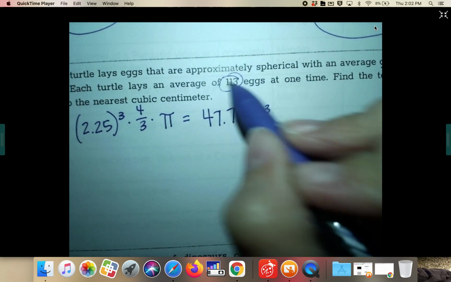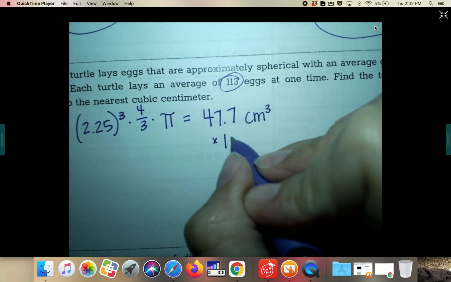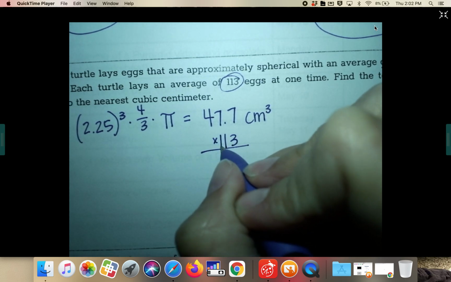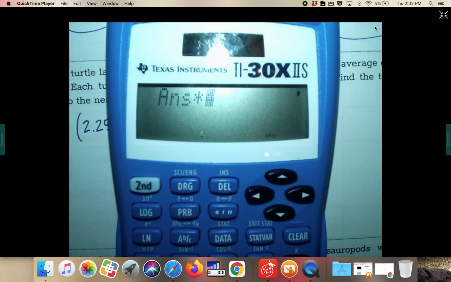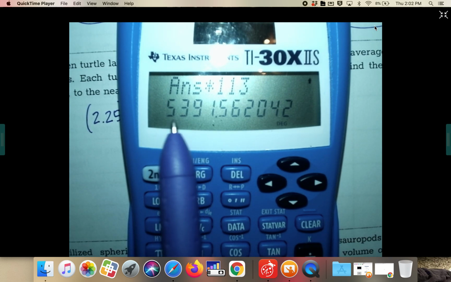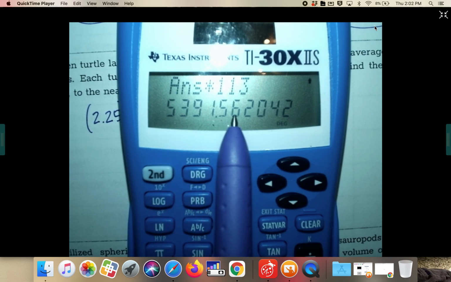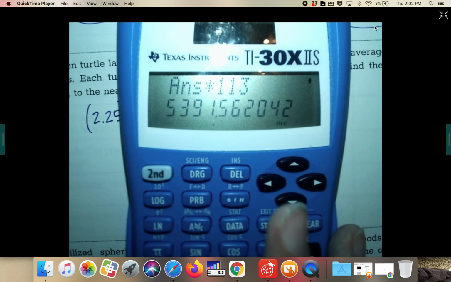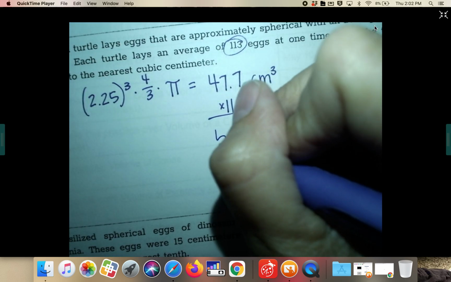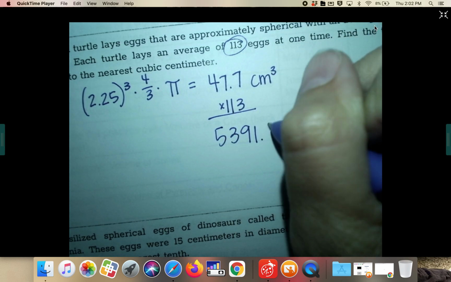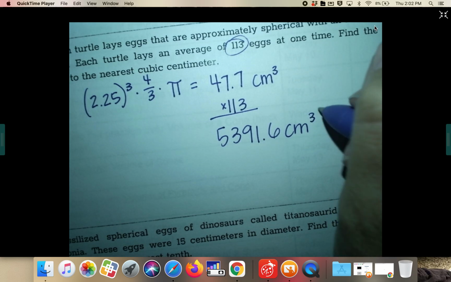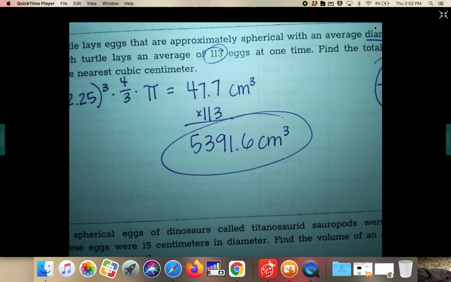But since we're talking about 113 of them, we want to take this and multiply by 113, not 13. So I'm going to take this answer that's still on my calculator and multiply by 113, and that is 5,391.6, because the 6 is going to bump this 5 up to a 6. So 5,391.6 total volume of all the turtle eggs.